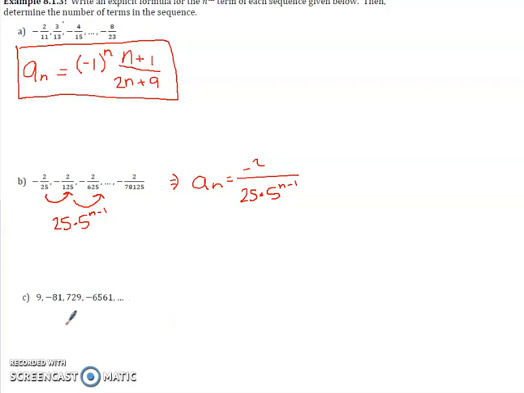And similarly in C, it looks like I start with the number 9, and then I'm going to be multiplying by what looks like a negative 9 to get to every term after the first one, so to the power of n minus 1.